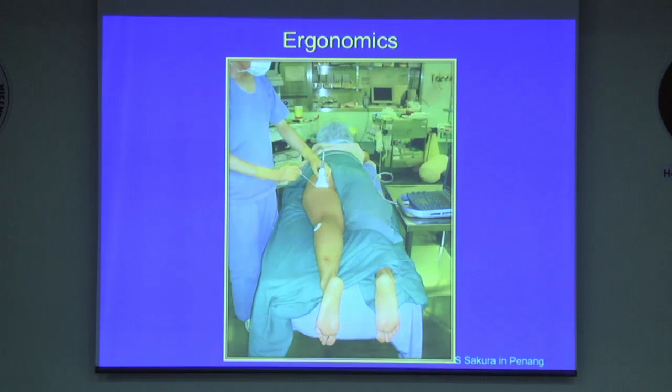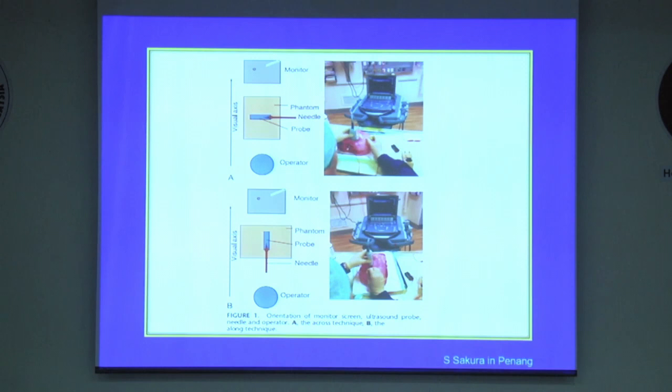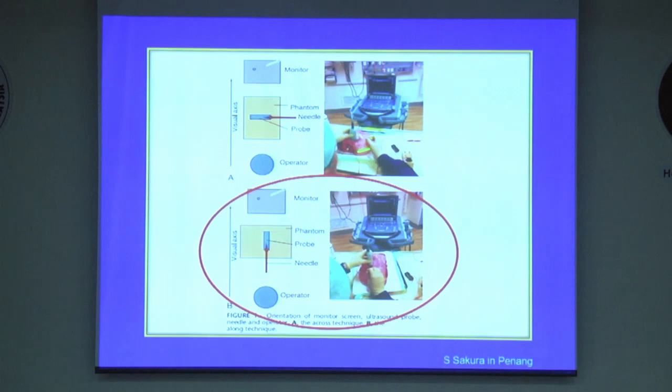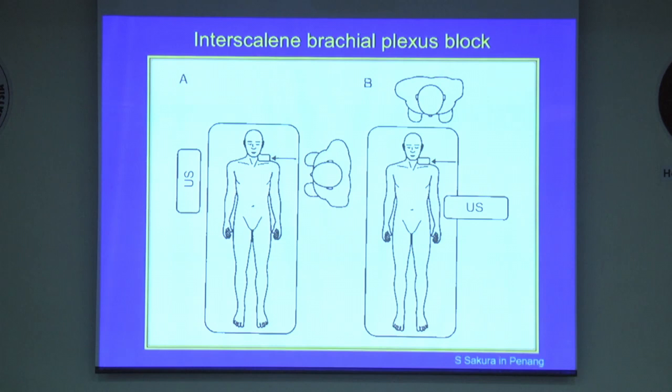So even when you practice with a phantom, rather than the way shown in this upper image, I recommend you insert a needle this way to have everything in line to image the needle easily and accurately. So for instance, for interscalene brachial plexus as well, it is better to conduct it like this, okay, shown here.